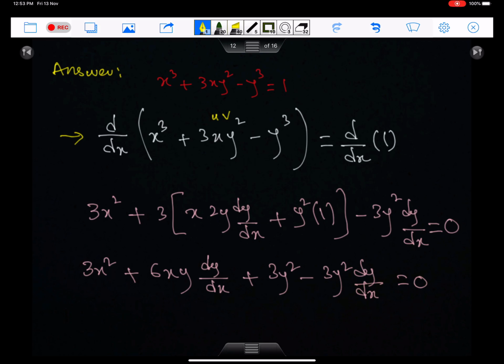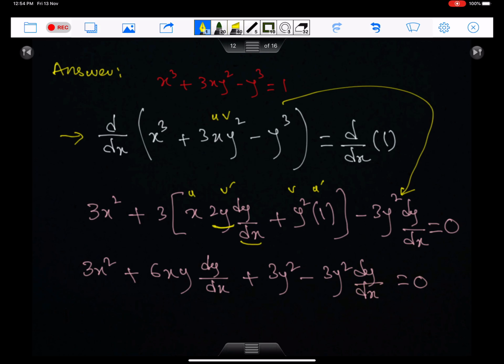So according to uv rule, write 3 outside the bracket to make the uv rule simple. This is u and this is v prime, and v is basically implicit. So multiply the differential of y square by dy upon dx. The differential of y square is 2y, and it should be multiplied by dy upon dx. So this is v and this is u prime. And this is simple, y cube is implicit. It will be minus 3y square times dy upon dx.